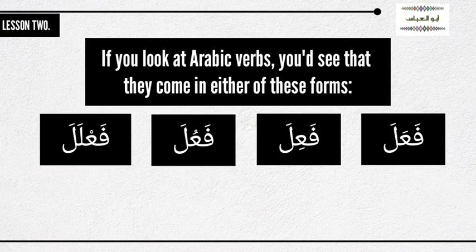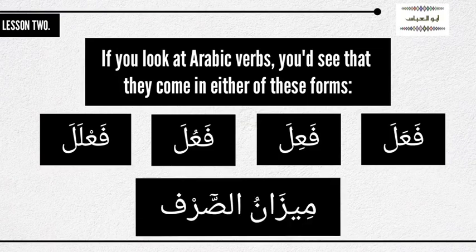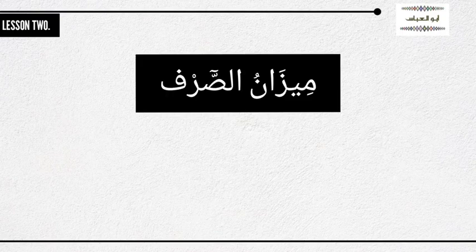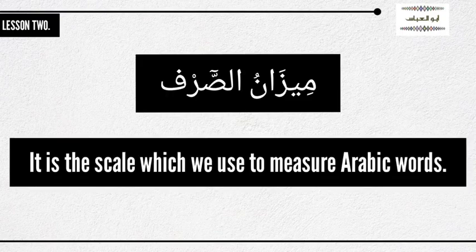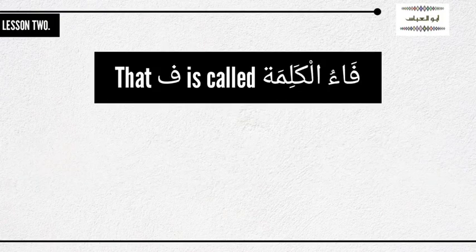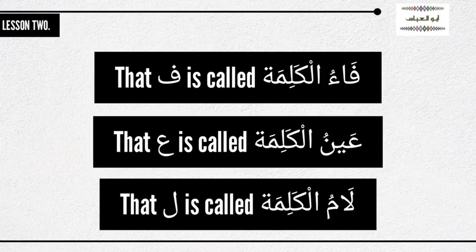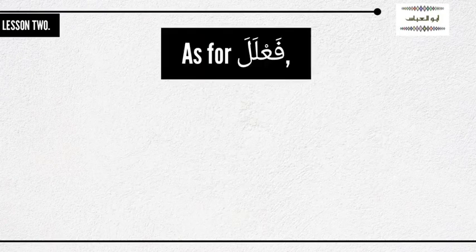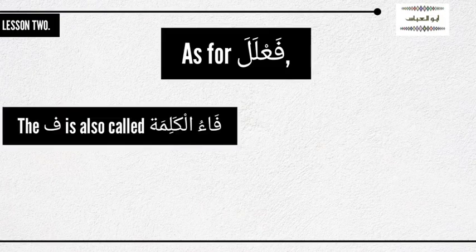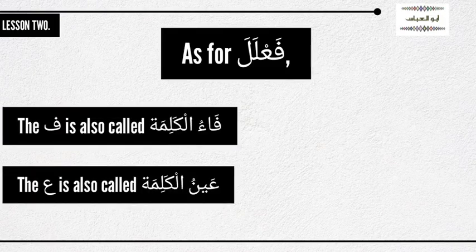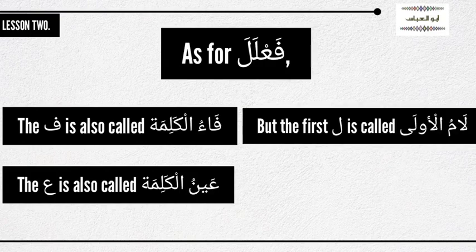This is what we call mizan as-sarf. It is the scale that we use to measure Arabic words. That fa, we call it fa'ul kalima. That ayn, we call it aynul kalima. That lam, we call it lamul kalima. As for fa'lala, of course, you call the fa, fa'ul kalima, and the ayn, aynul kalima. But the first lam, you call it lamul ula.